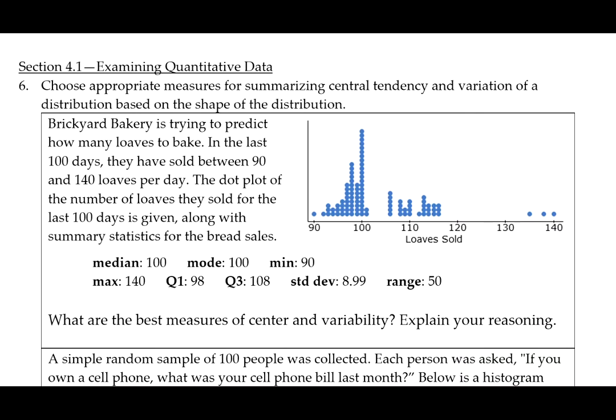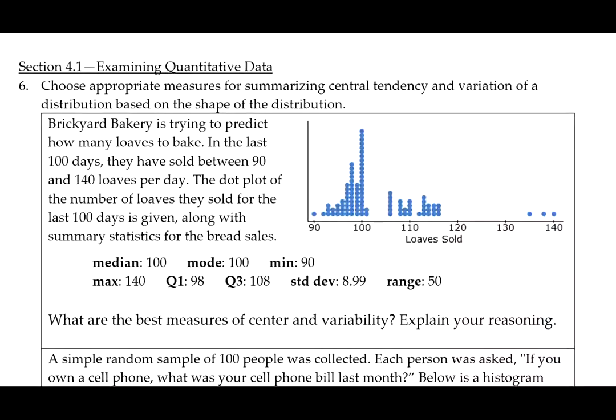Learning Objective 6 from Section 4.1 is to choose appropriate measures for summarizing central tendency and variation of a distribution based on the shape of the distribution. Here's an example. We've looked at it in a few different videos. Brickyard Bakery is trying to predict how many loaves to bake. In the last 100 days, they've sold between 90 and 140 loaves per day.